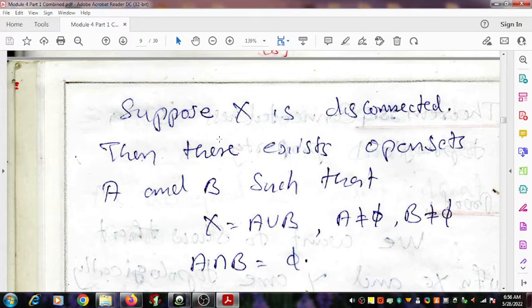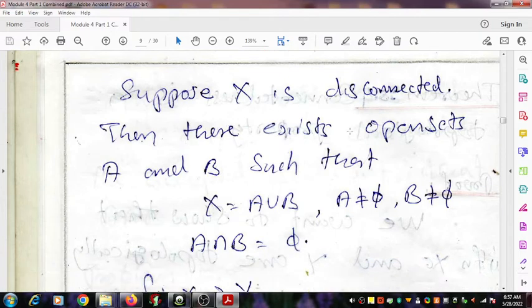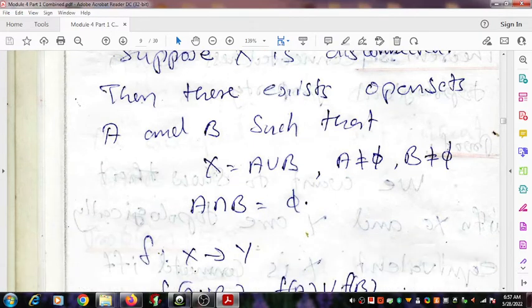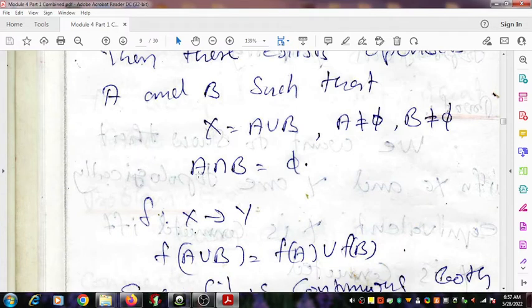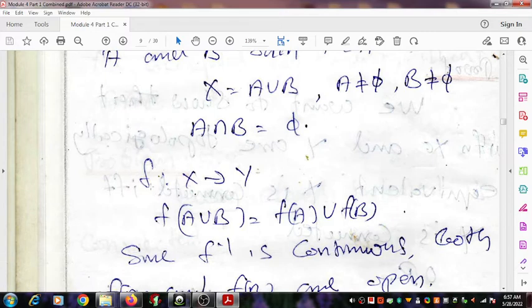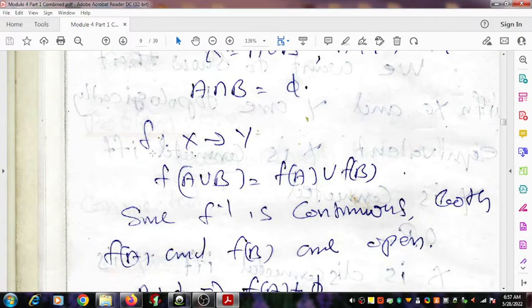But when X is disconnected, we know that there exists a disconnection for X. Then there exist two open sets A and B such that X equals A union B, A is not empty, and B is also not empty, but their intersection, A intersection B, is an empty set. Now let's consider the homeomorphism from X to Y.